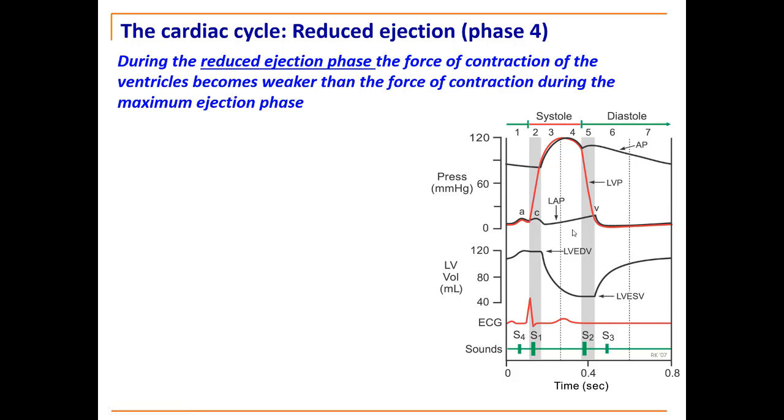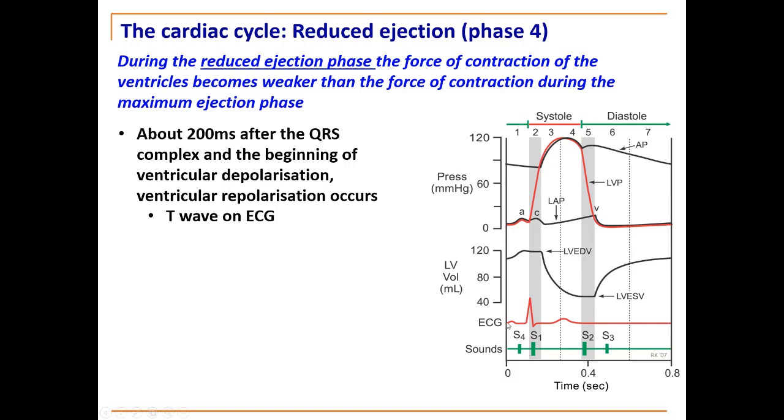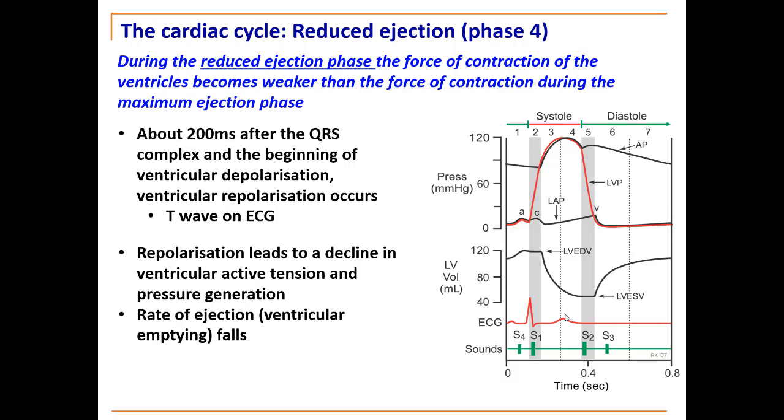So we've gone through the image, but what's actually happening? About 200 milliseconds after the QRS complex and the beginning of ventricular depolarization, we then get ventricular repolarization, and that is the T wave on the ECG. And the repolarization is leading to relaxation of the ventricular muscle. That's what's leading to a decline in the ventricular active tension and muscle contraction, and therefore a decrease in pressure generation. And that's why the rate of ejection, so the rate of ventricular emptying, falls, though we still have that inertia effect and still get some blood leaving the left ventricle.